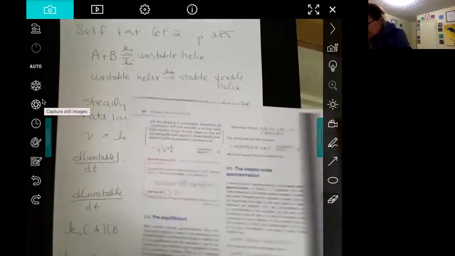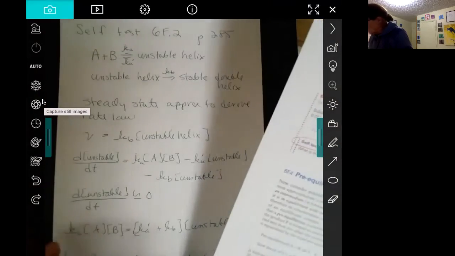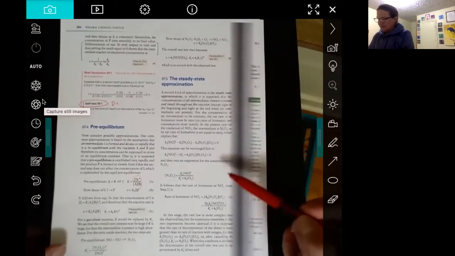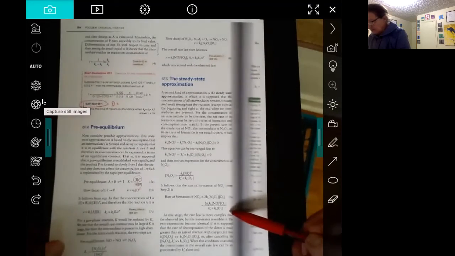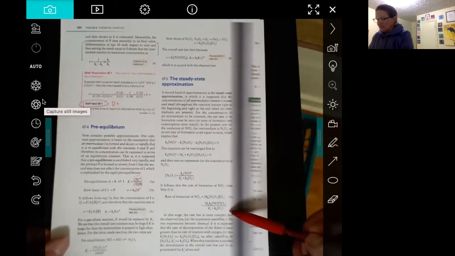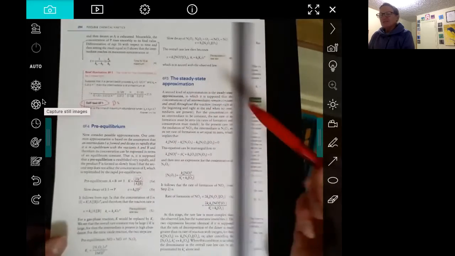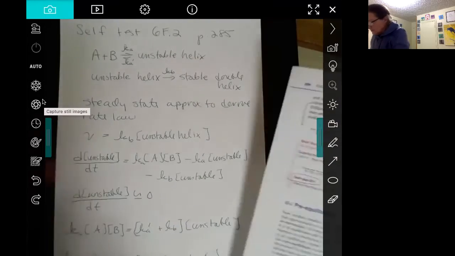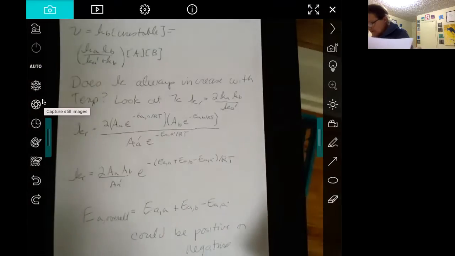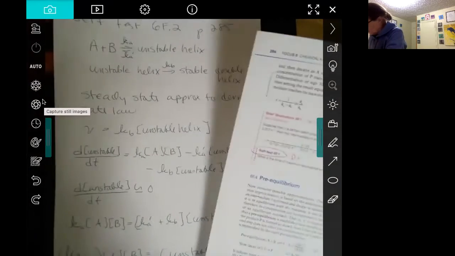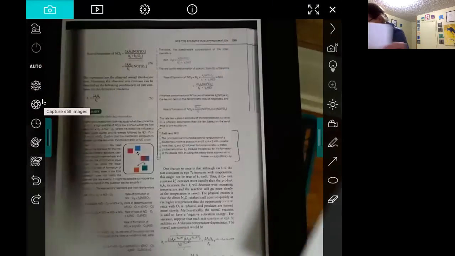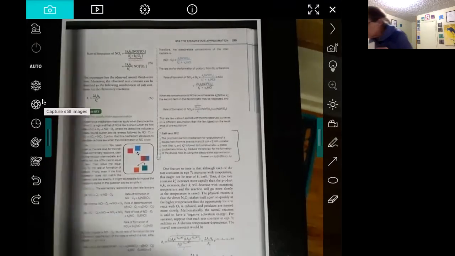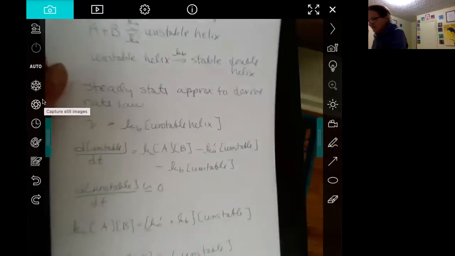So I think I'm going to just do an example myself. They go back through this one where they use pre-equilibrium and now they use steady state, and you end up with a different rate law, which is important. Pre-equilibrium and steady state are different approximations. So I'm going to do self-test 6F.2, so that's on page 285.